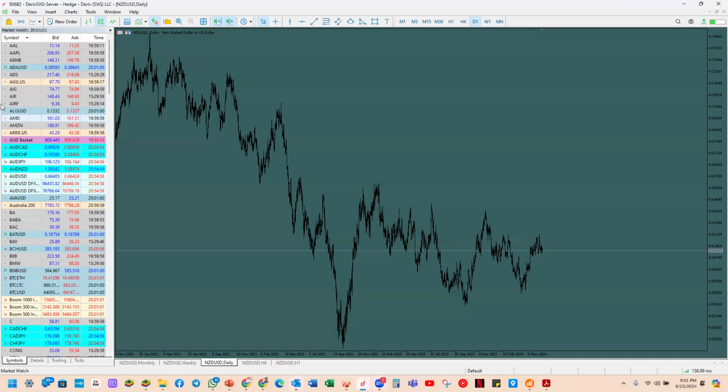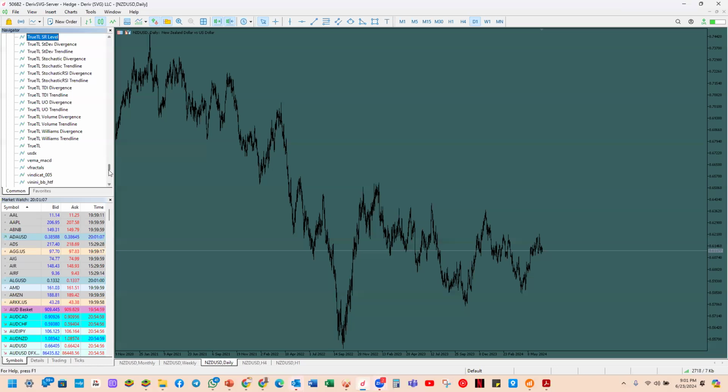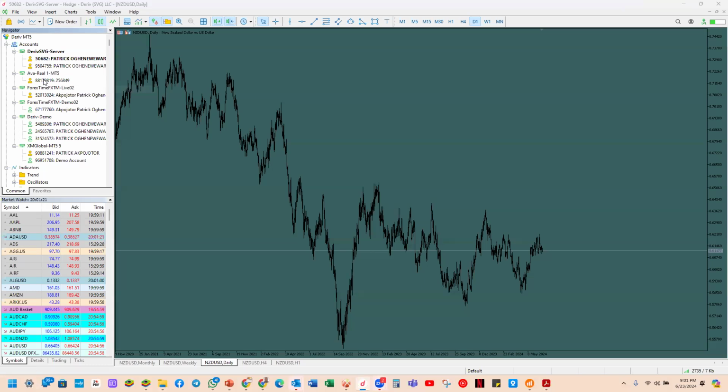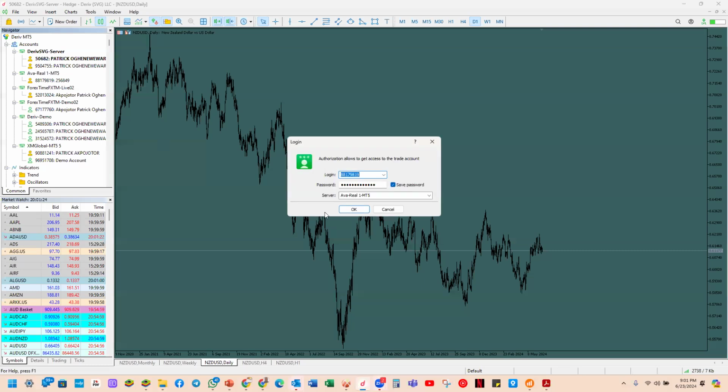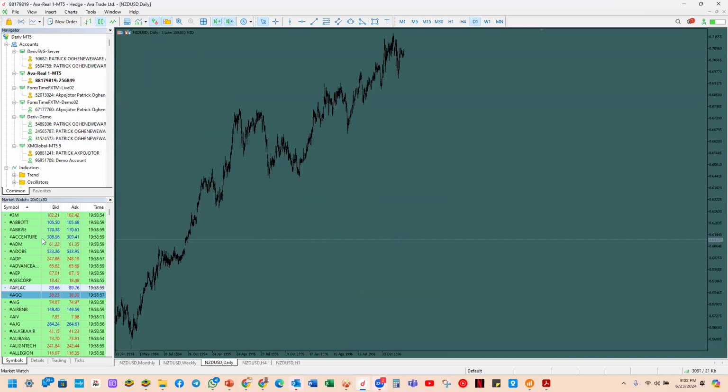So I can switch brokers here. Right here, I have several brokers in this place. I told you before that this Navigator, you can split. I have accounts: I have Deriv, I have AvaTrade, I have ForexTime, I have SN. If I double click on AvaTrade and say open, it is going to switch to AvaTrade. Now this is AvaTrade, and you can see that this has changed.